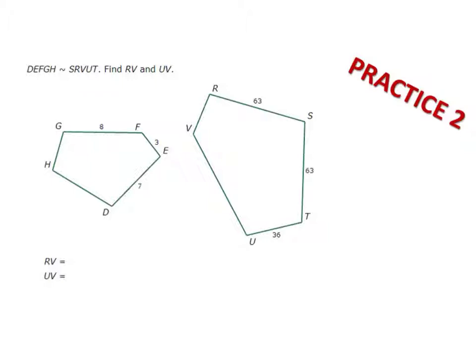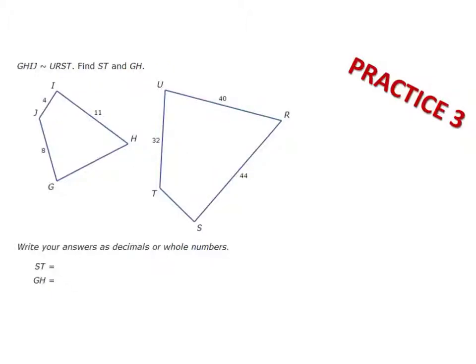Here's practice 2. These pentagons are similar. Find the length of RV and UV. Practice 3. The shapes are similar. Find the length of ST and GH.